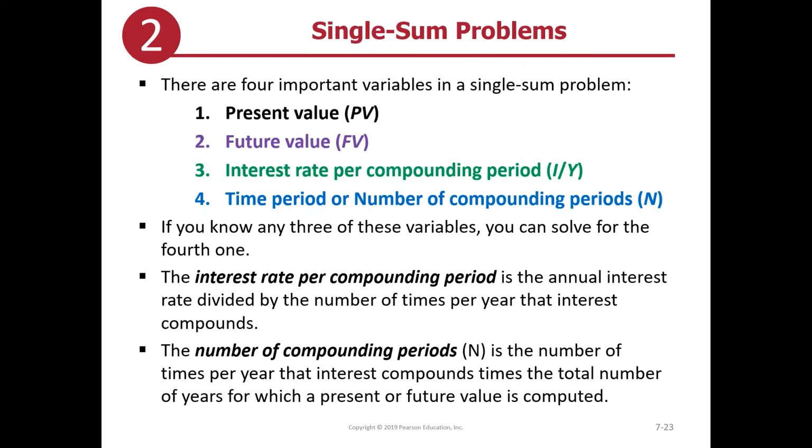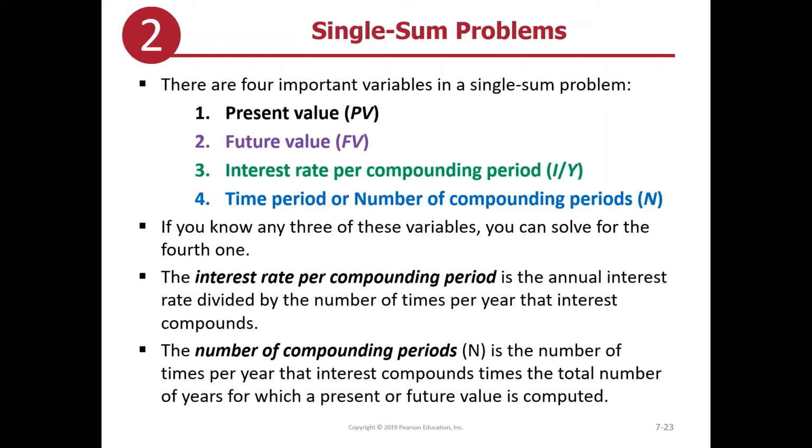The interest rate per compounding period is the annual interest rate divided by the number of times per year that interest compounds. For example, if you are earning 8% interest compounded quarterly, then the interest rate per compounding period is 2%. That is your 8% divided by 4 quarters.